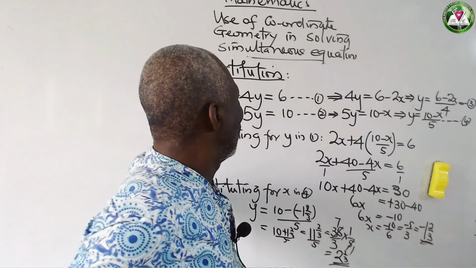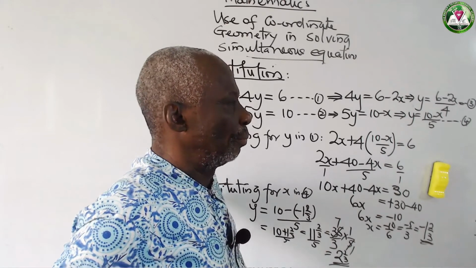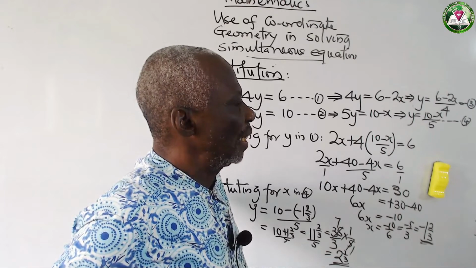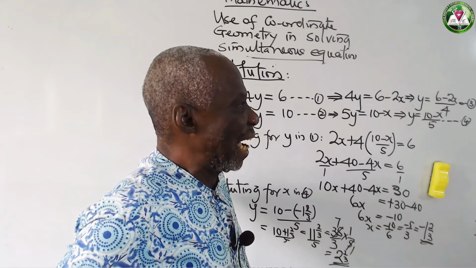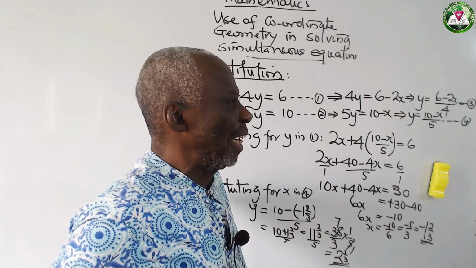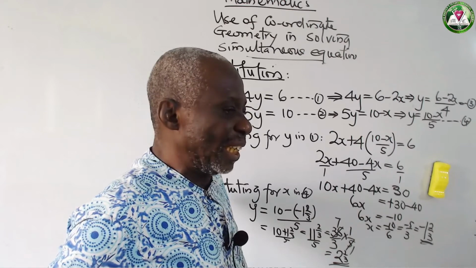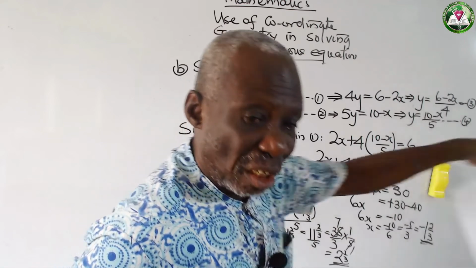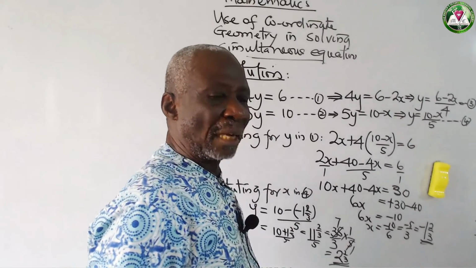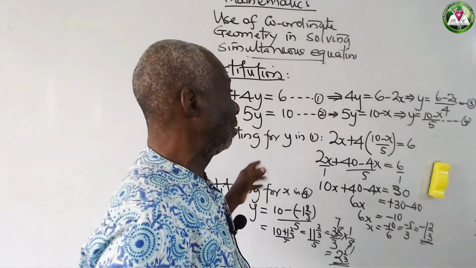This one here is called substitution. You make one of the equations, you make the letter there the subject of the equation. Once you get whatever that letter is representing in terms of its component letter, carry it to the next equation and solve. Not on that equation again.